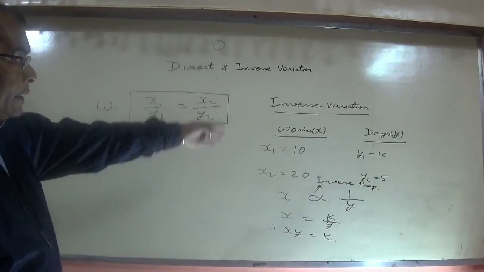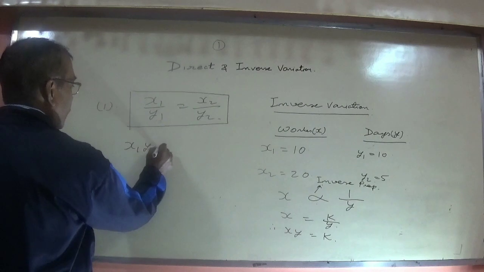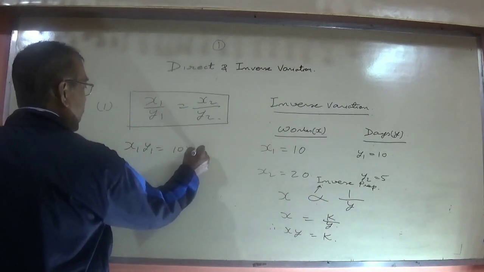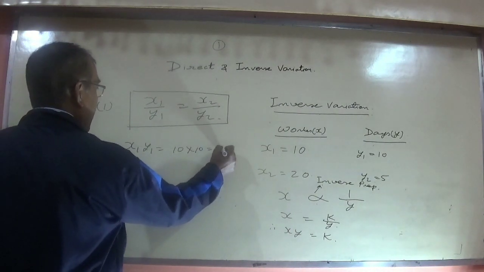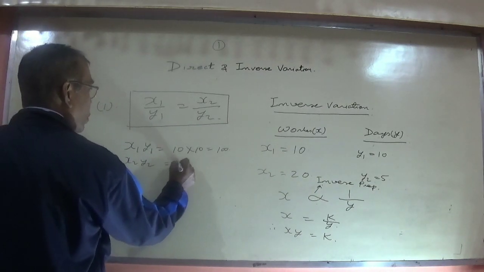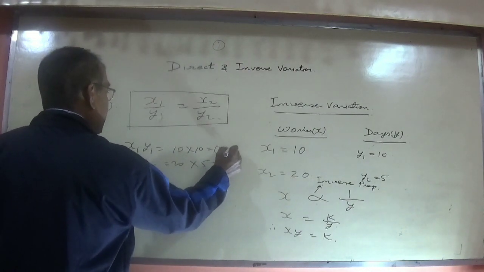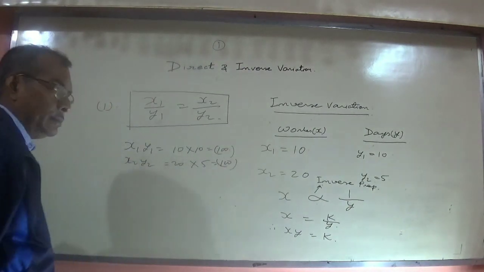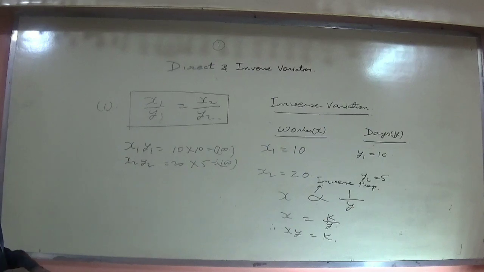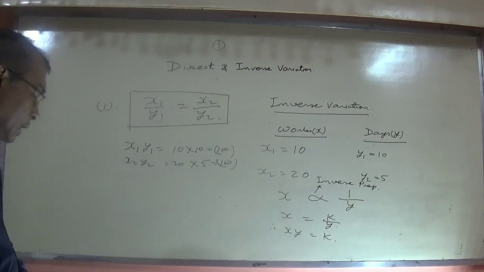Then let us verify that. When x1 y1, how much is it coming? 10 into 10, which is equal to 100. And what is the value of x2 y2? See how much it is coming? 20 into 5, which is again 100. This is that constant. So for inverse proportion, I am finding x1 y1 and x2 y2 are both equal.